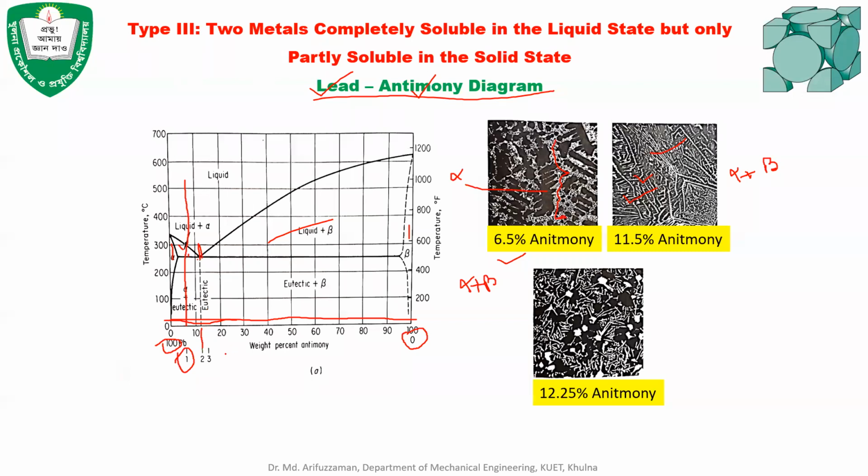And if you go further, at alloy 3, the crystals that have been formed will consist mostly of antimony crystals, and along with them there will be the mixture of antimony and lead, or alpha and beta. The mixture will be a mixture of alpha and beta, and there will be some crystals of antimony. If we move further, like 80% antimony, most of the crystals will be antimony, and a very small amount of mixture of lead and antimony, or alpha and beta, will be present in the microstructure.